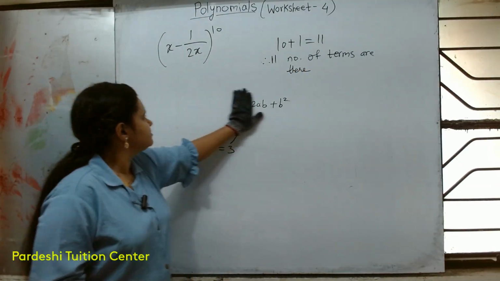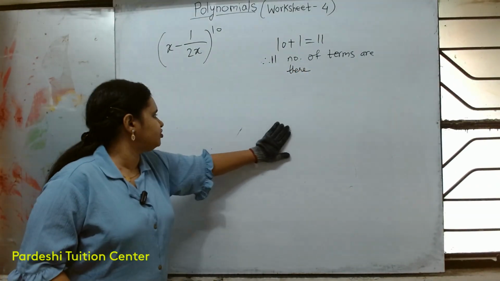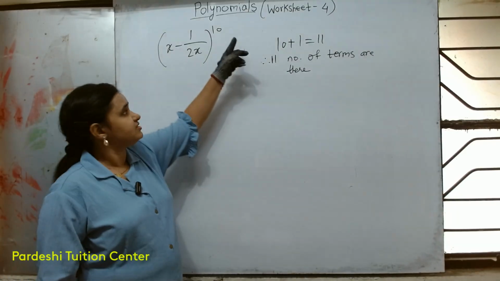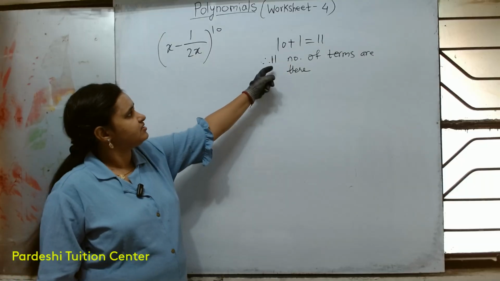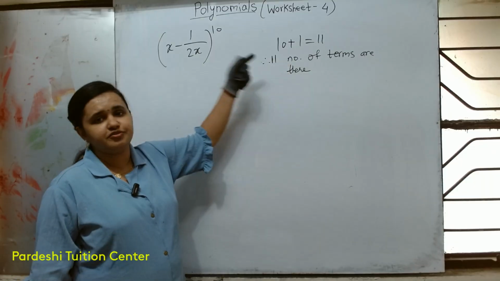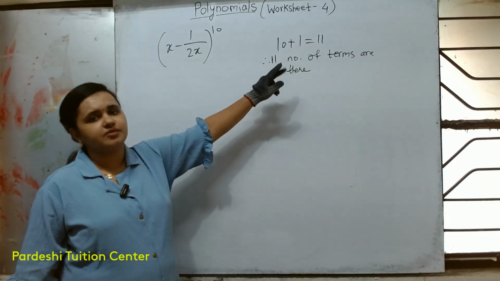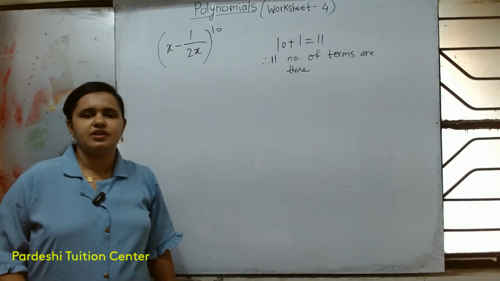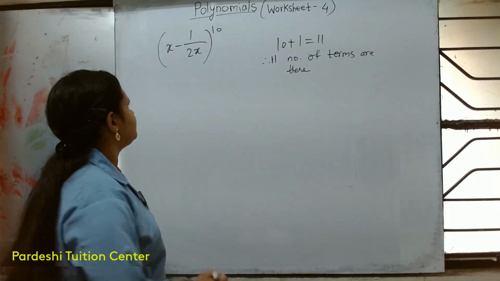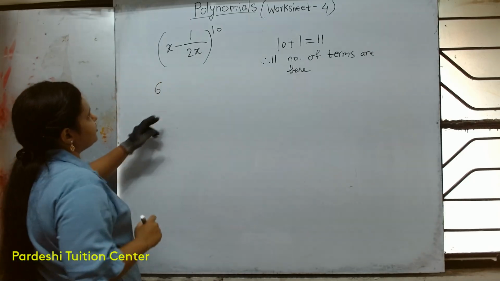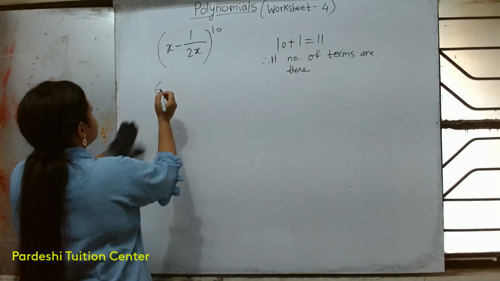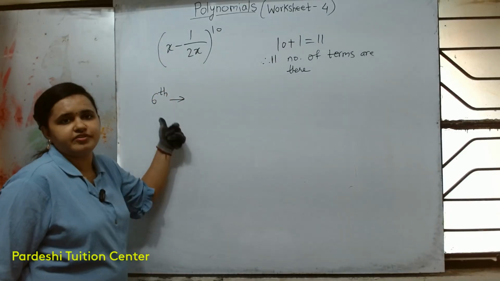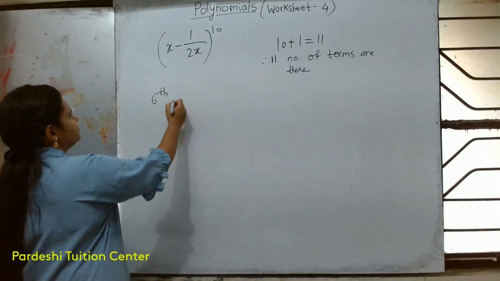Okay. So if you want to find the total number of terms in the expression, it will always be power plus 1, that is here 10 plus 1, that is 11. If you expand it, the total number of terms will be 11. So the middle number of 11, which is the middle number of 11? 6 is the middle number of 11. So we have to find the sixth term. We have to find the middle term. So the middle term is the sixth. So we have to find the sixth term.